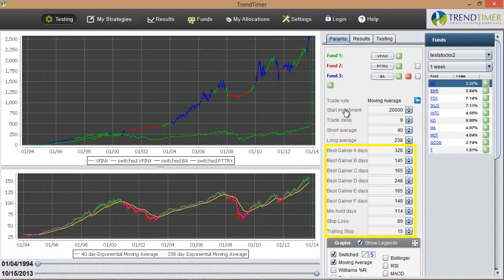I'll explain how these work in a little bit. But for now, I want to go back to adding funds. We can add up to 12 funds to the strategy. So I'm going to add some additional stocks here, and you can watch the graph and see what happens. So already adding Boeing to the mix has improved our results, and the switch line is rising even higher above the buy and hold of the index fund.